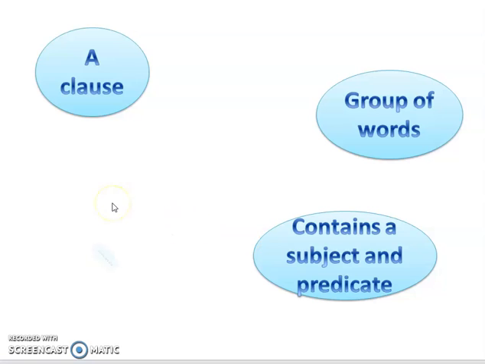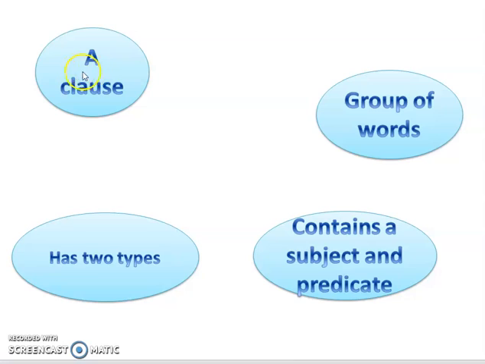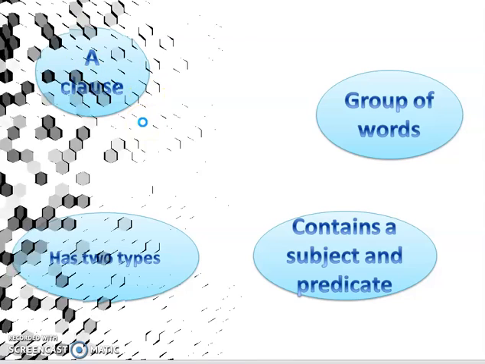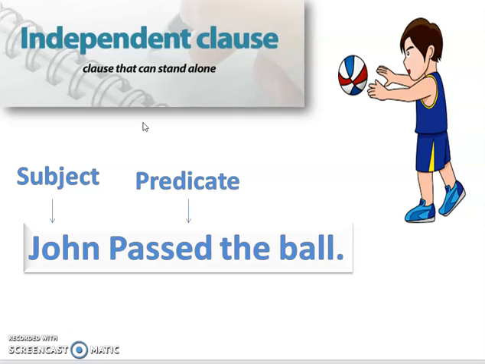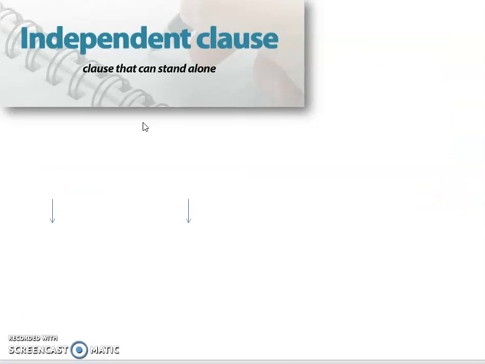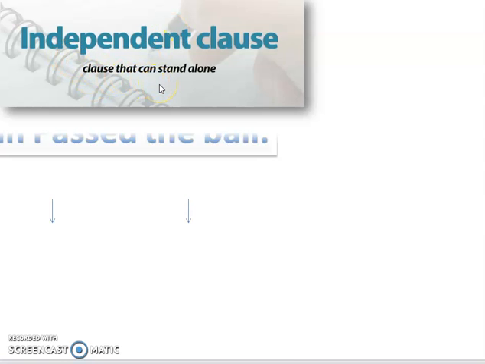So it's a must, it's necessary, it's indispensable for a clause to contain a subject and a predicate, or subject and a verb. Third point, we have two different types. This clause might be complete or incomplete, but still we call it a clause. Let's go to the different types. First, we're talking about an independent clause. The independent clause is a clause that can stand alone in a sentence.